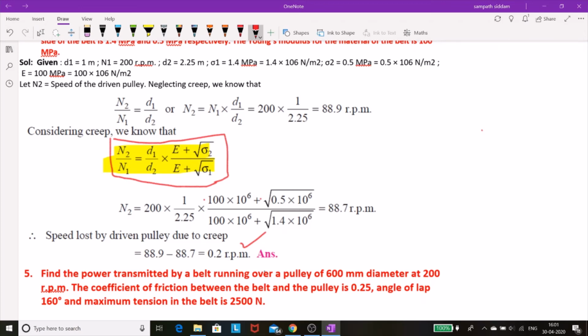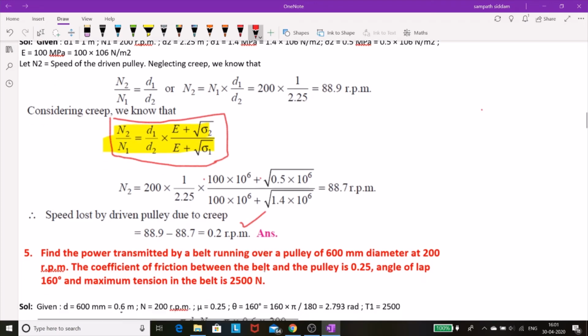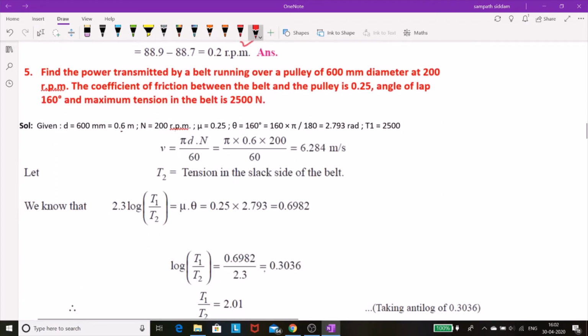Now let's move on to problem number 5 for today's session. So problem number 5, please read out. Find the power transmitted by the belt running over a pulley of 600 mm diameter at 200 rpm. The coefficient of friction between the belt and the pulley is 0.25. Angle of lap is 160 degrees and the maximum tension in the belt is 2500 Newton.